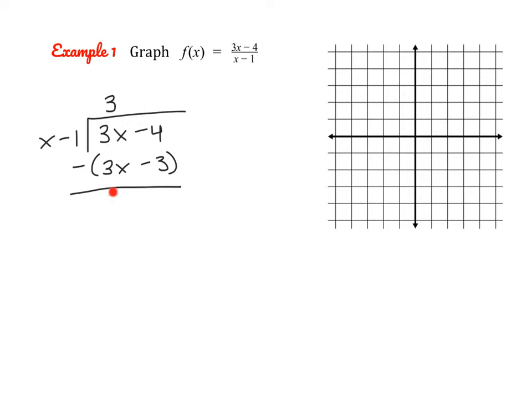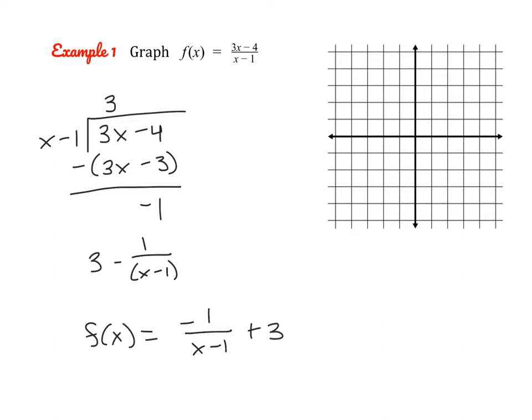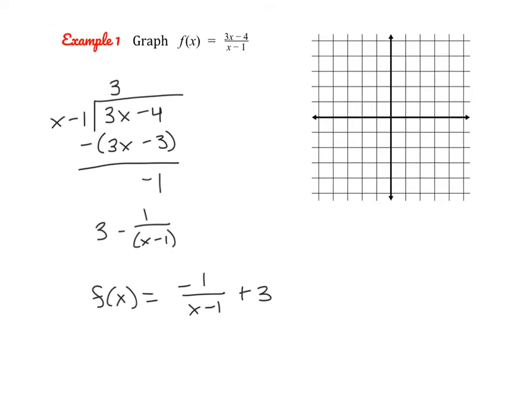And again, here's that subtraction step. Be careful, these cancel out. Negative 4 minus negative 3 is negative 1. It's like doing negative 4 plus 3. So this leaves us with 3 minus 1 over x minus 1, which we can rewrite like this. f of x equals negative 1 over x minus 1 plus 3. So now that's in that form that we're more familiar with. So we can graph this pretty easily.